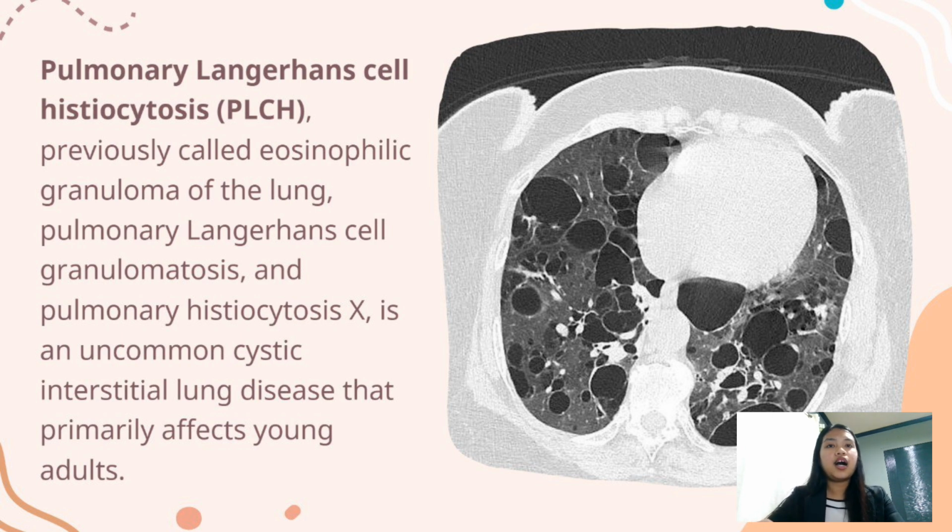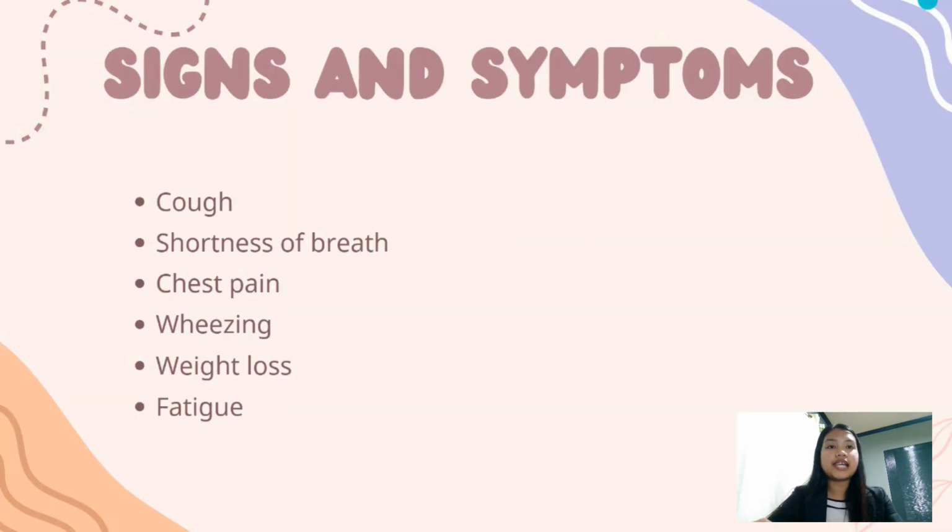Next, we have the signs and symptoms of this PLCH. The most common symptom is cough, which may be dry or they produce phlegm. Another one is the SOB or shortness of breath. It is another frequent symptom, especially during physical activity. And also chest pain can occur.